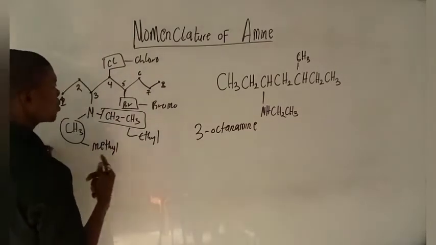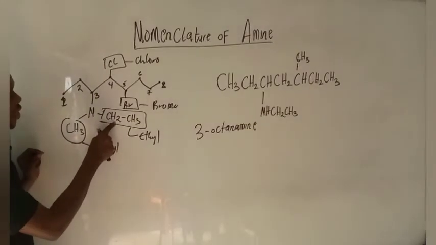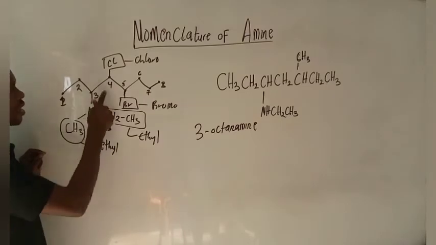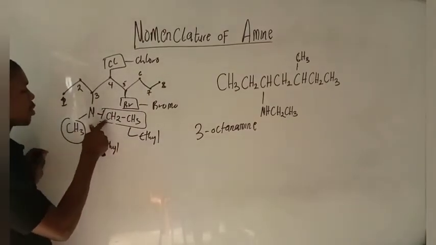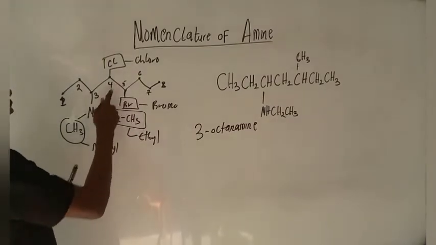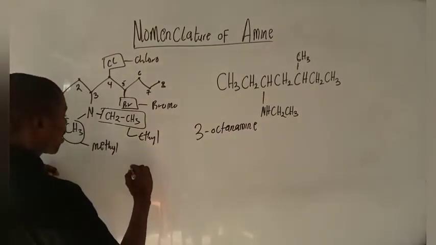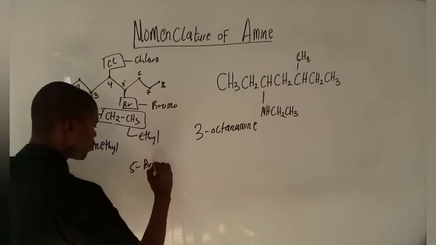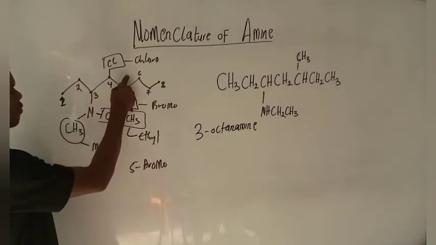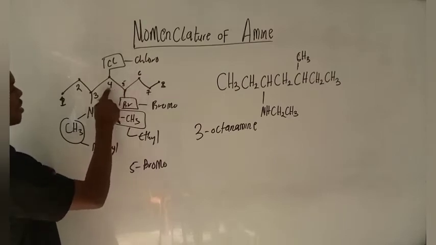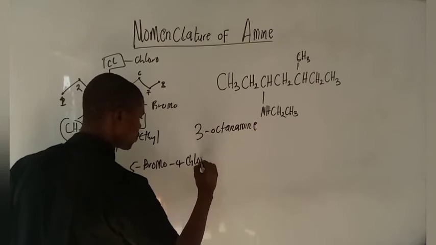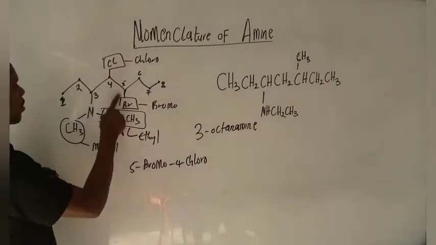You get. Just that this one here, to differentiate that this one is attached to nitrogen, not the parent chain, you're going to put N. You get. So let me add in the name here, bromo. These are on carbon number 5. So we're going to put 5-bromo. You get, 5-bromo, because bromo is attached to carbon number 5. Then carbon number 4 is carrying chlorine. So we're going to put 4-chloro. You get. Then we are done with this other one here.